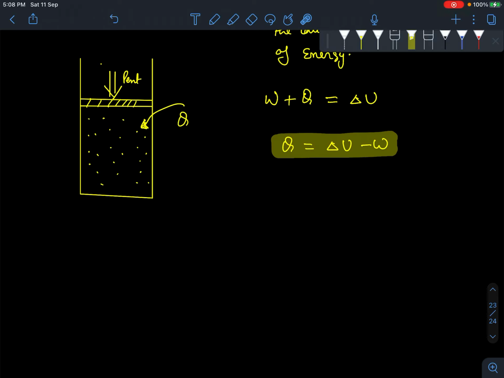Alright. So Q is a measurable form of energy. So if anyhow we ensure that the work done is 0, in that case with that particular method we can get the value of delta U. So how to ensure that work is 0? We know that W is nothing but minus integral of P dV.